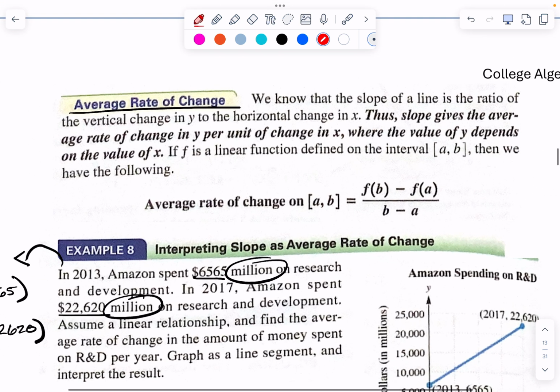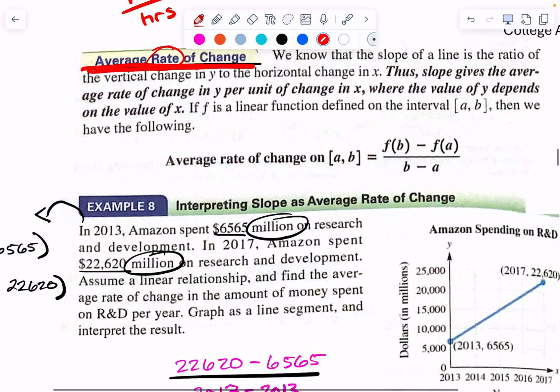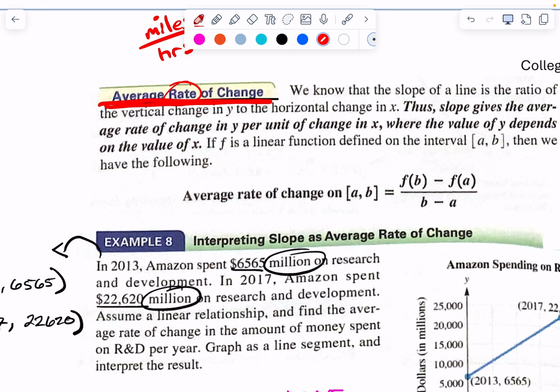2-4, we're in the second half. They talk about average rate of change. An average rate of change would be like miles per hour, or meters per second, or whatever, a rate of change, something per something. And average rate of change is another way of just saying slope.